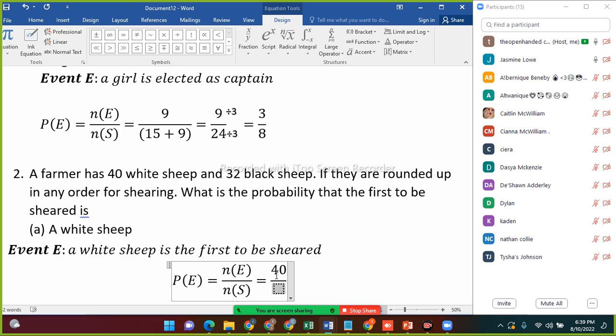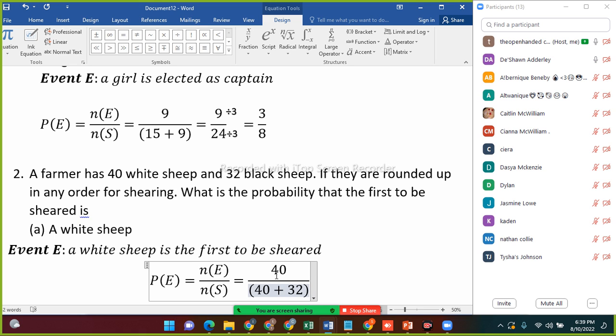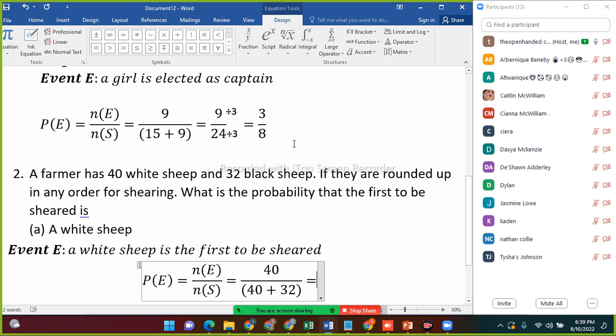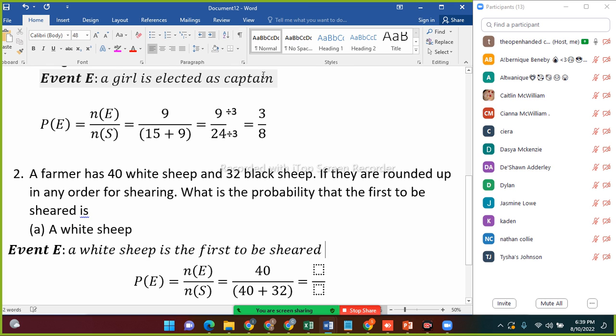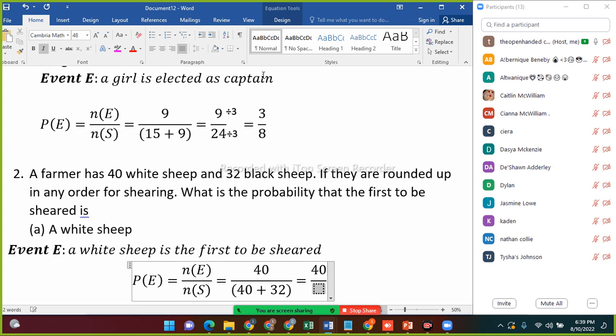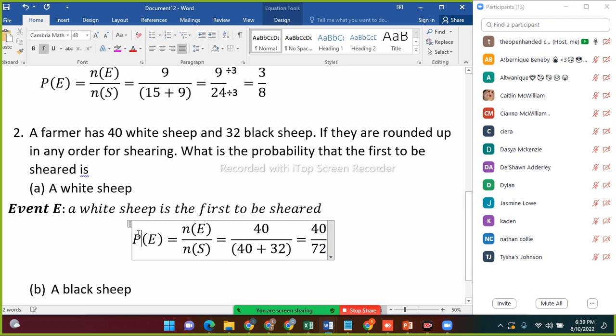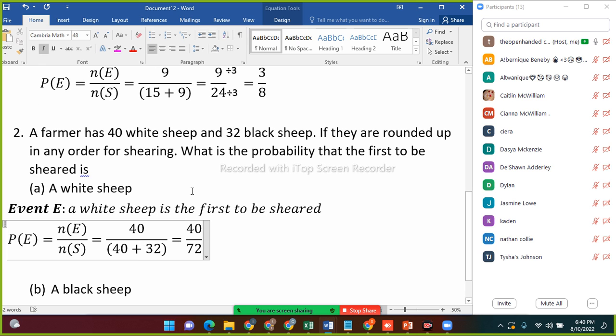And the bottom is what? 40 plus 32. Very good. And what is 40 plus 32? 72. Very good. That's going to be equal to 40 divided by 72. So the number of elements in my event is 40 because my event is a white sheep is the first to be sheared. The number of elements in my sample space is 40 plus 32, which is 72, because that's the total amount of sheep that I have in all.